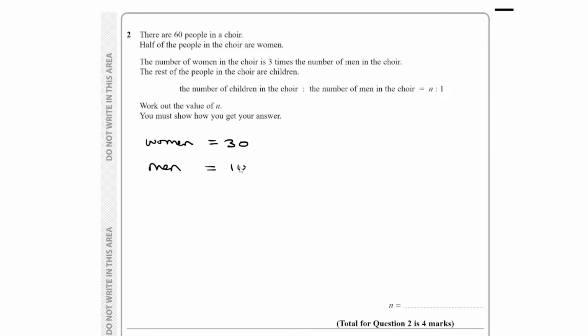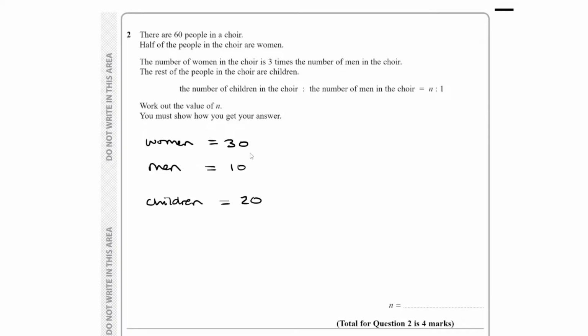So I just divided that by 3, which is 10. And then the rest of the people in the choir are children. Because it has to add up to 60, the children would be 20, because that's 40 and 20. Then they've said the number of children in the choir to the number of men in the choir is n to 1. We need to find the value of n.